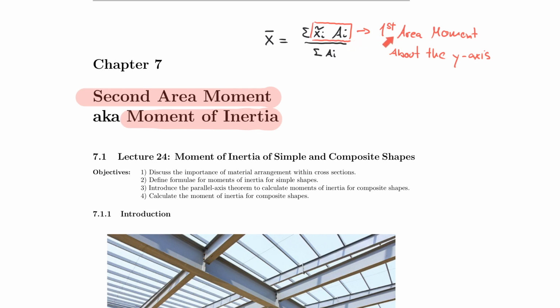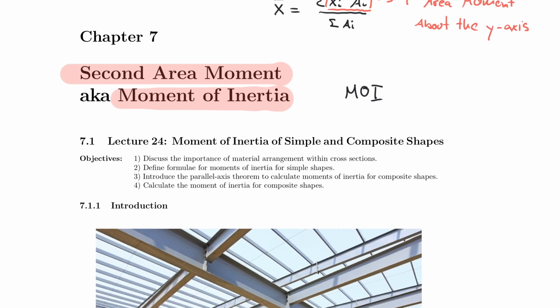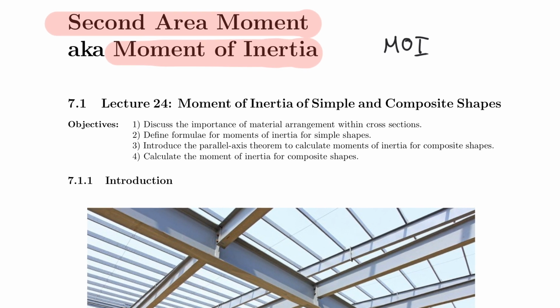And so maybe you can already understand where the second area moment will take us. The second area moment will actually introduce a square here. So we will take the lever arm and multiply it by itself, and then we actually end up with the second area moment. However, I will refer to this as the moment of inertia, or most often I will just in writing say MOI for moment of inertia. But before we talk about the moment of inertia, let's take a look at our objectives today.